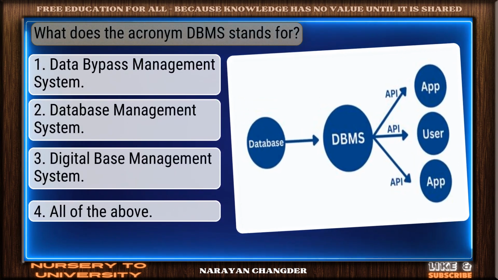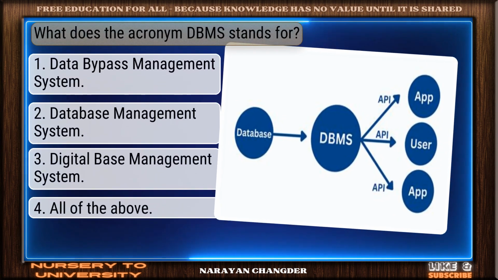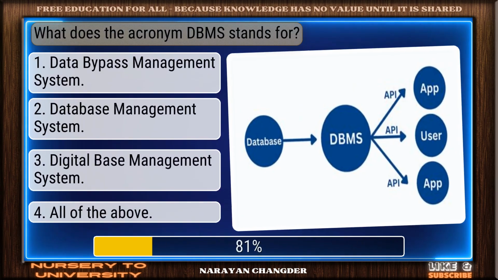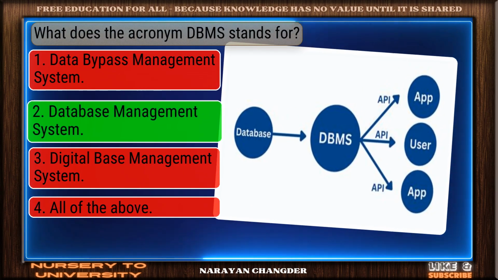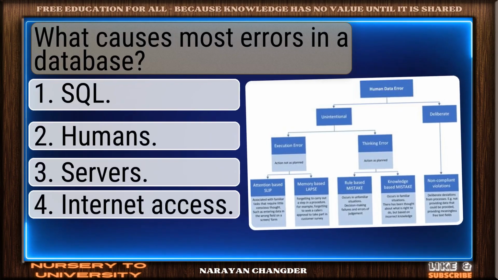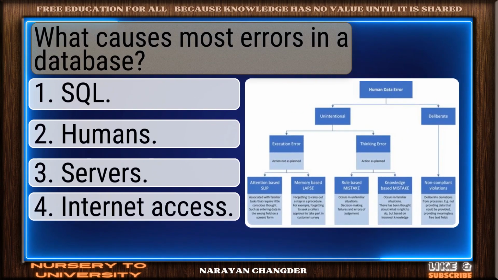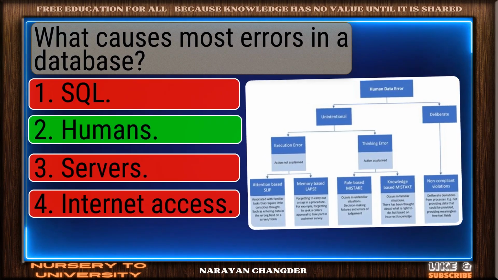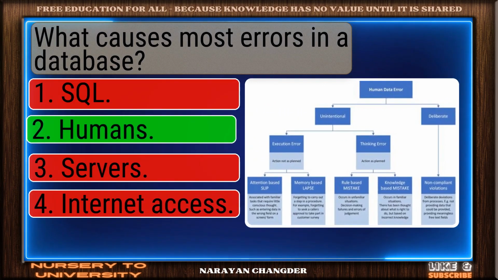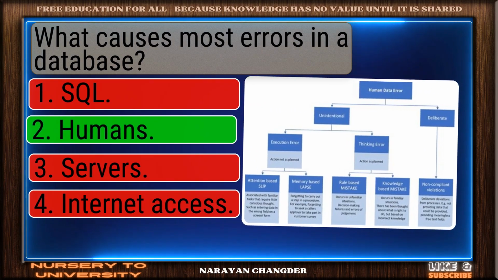Question number 45. What does the acronym DBMS stand for? Bravo. Database management system is the answer. Question number 46. What causes most errors in a database? Exactly. Humans make errors, and it is the right choice.